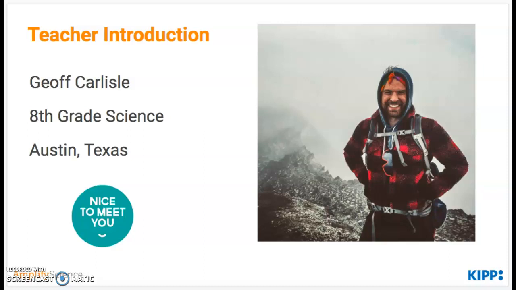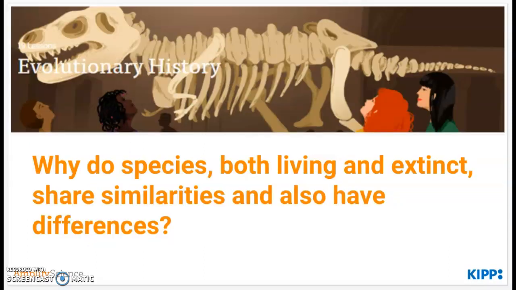I'm an 8th grade science teacher based in Austin, Texas, and I'm excited to walk you through Amplify's Evolutionary History unit. The big question that this unit drives towards is, why do species, both living and extinct, share similarities and also have differences? Students learn about how scientists compare similarities in body structures from organisms unearthed through excavation. By tracing the development of body structures throughout the fossil record, scientists can definitively prove how all organisms share a common ancestry and can determine how closely related different species are.